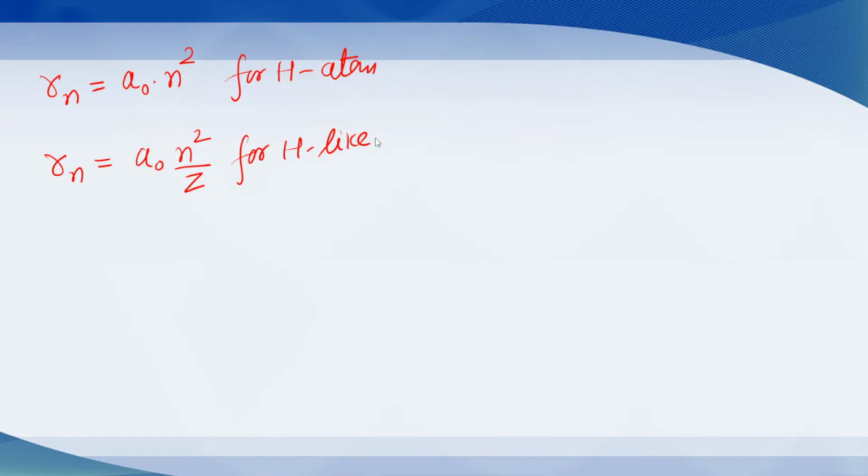What is the formula? Radius of the nth orbit is Bohr radius into n square for hydrogen atom, and radius of the nth orbit is Bohr's radius into n square over Z for hydrogen-like species. Hydrogen-like species means helium plus, lithium 2 plus, beryllium 3 plus, like that.